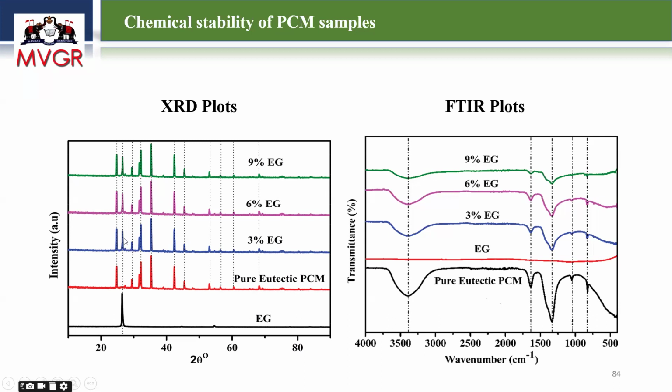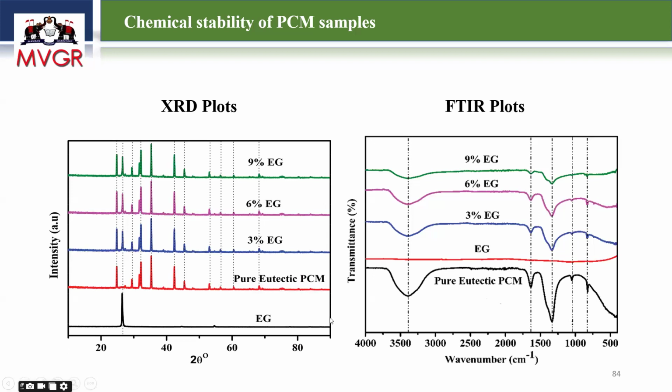See, expanded graphite peaks are also visible here. But apart from that, there are no other new peaks visible. If a new peak is seen, it means there is some chemical reaction happening between the expanded graphite and pure PCM. But there are no new peaks available apart from these peaks. So what you can confirm? It is chemically stable. That means expanded graphite was physically present, but it is not creating any reaction with the phase change material.